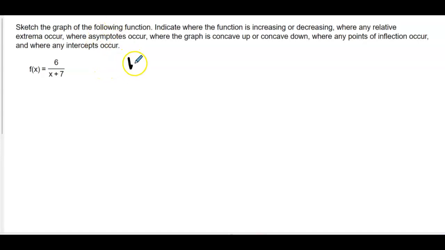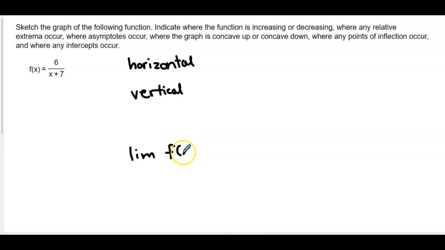There's horizontal asymptotes and vertical asymptotes to consider. And to find a horizontal asymptote, you need to determine the value of this statement here. Where's the function going as the input x gets infinitely large, as it approaches infinity?